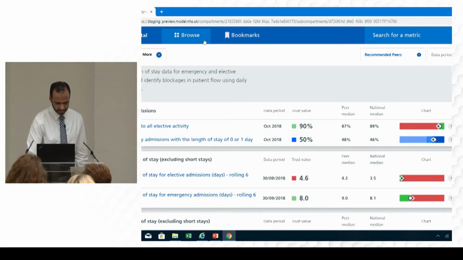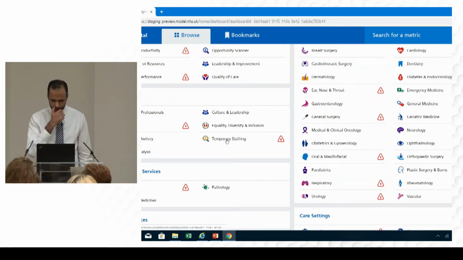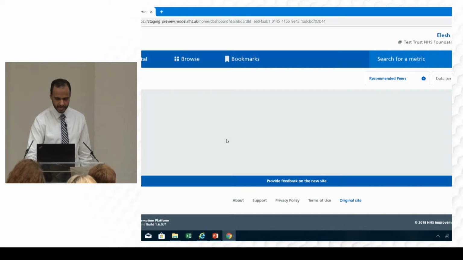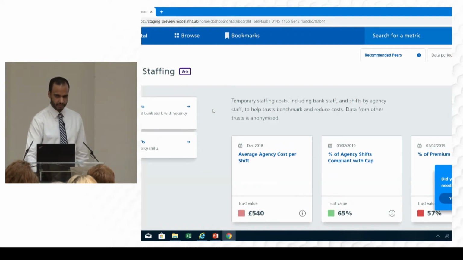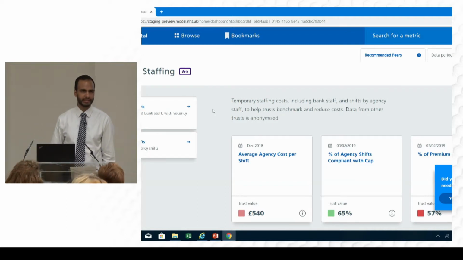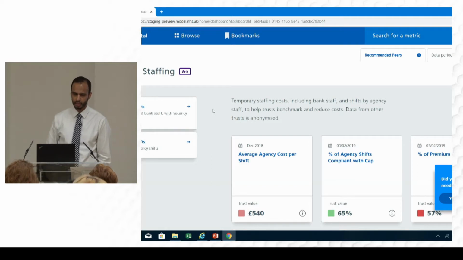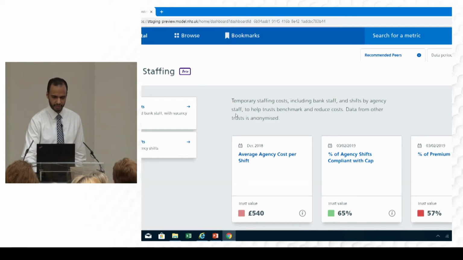A couple other bits to show you as well. So temporary staffing. There was a very, very tight leash held on access to temp staffing, just because there's some quite sensitive data around cost per shift. There's commercially sensitive data around the charge rates that certain agencies will be charging to different trusts, even if they're in the same area. We are opening access more widely to this.